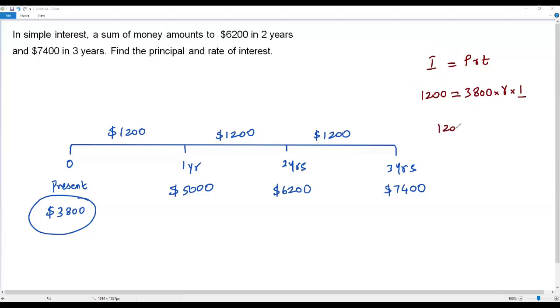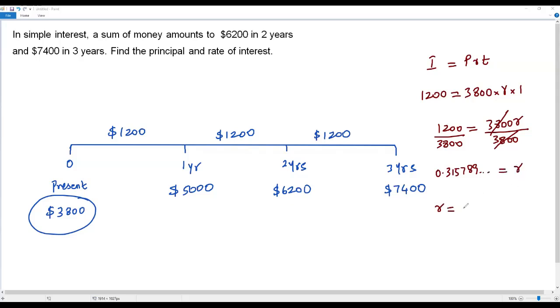Then I get 1,200 equals, when I multiply 3,800, R and 1, 3,800 R. To solve for R in this equation, I have to divide both sides by 3,800. Here 3,800 will cancel out, and when I divide 1,200 by 3,800, I get 0.315789, and it keeps going. So this is the value of R.